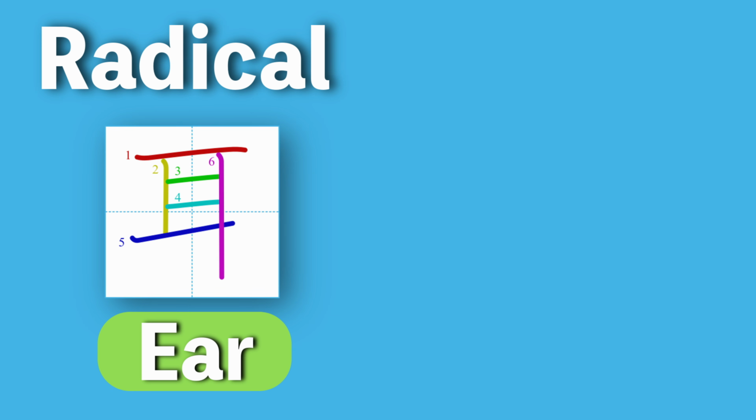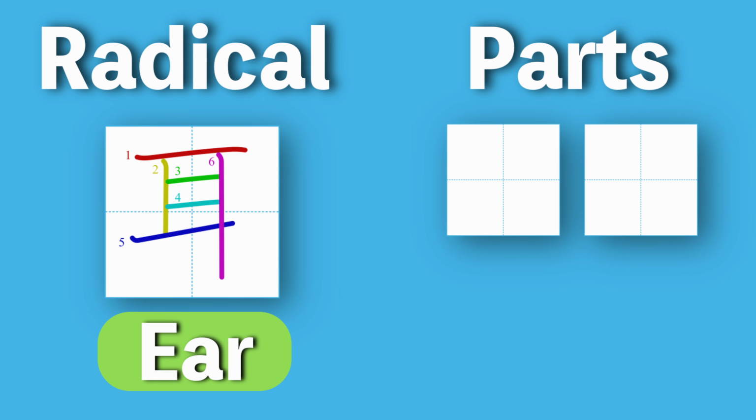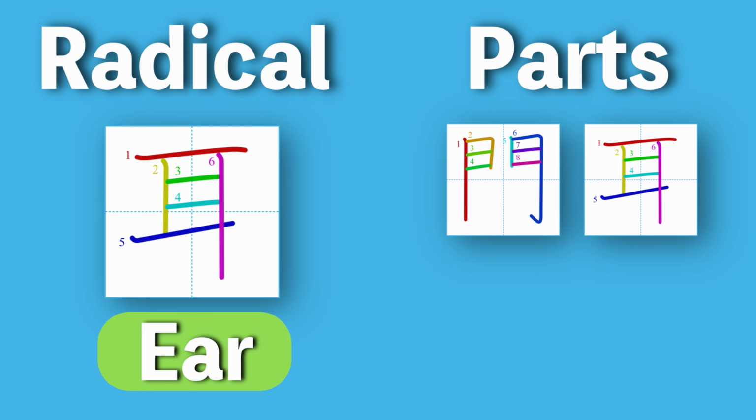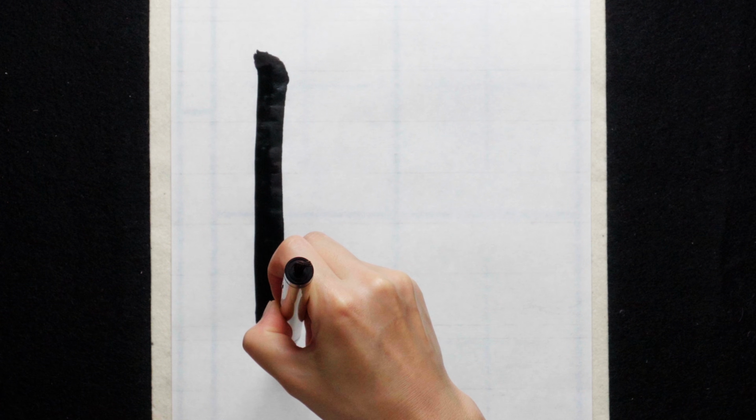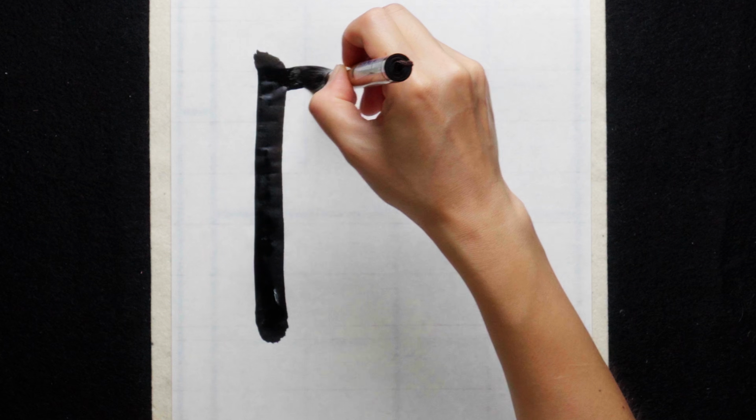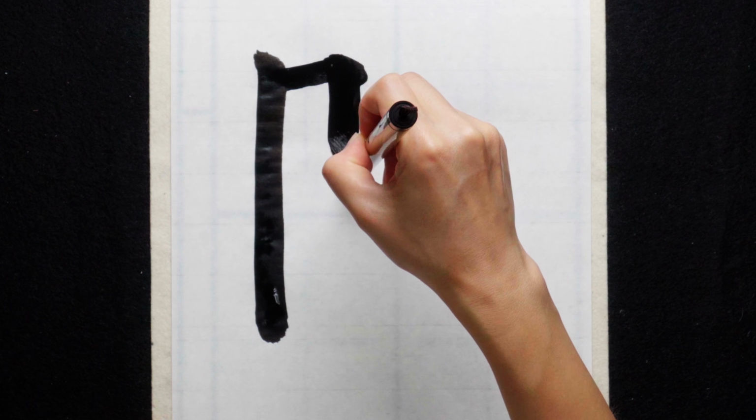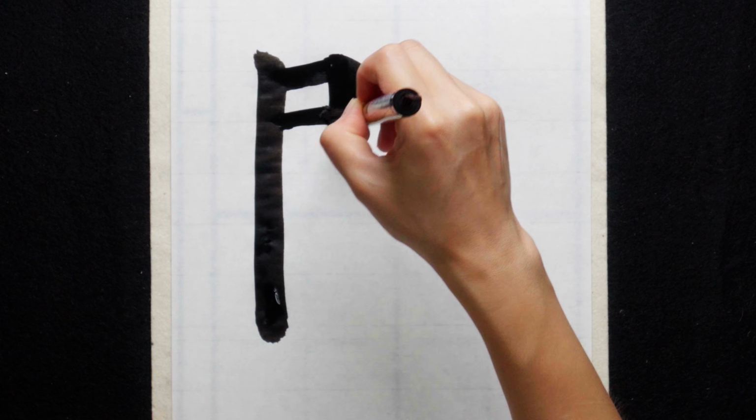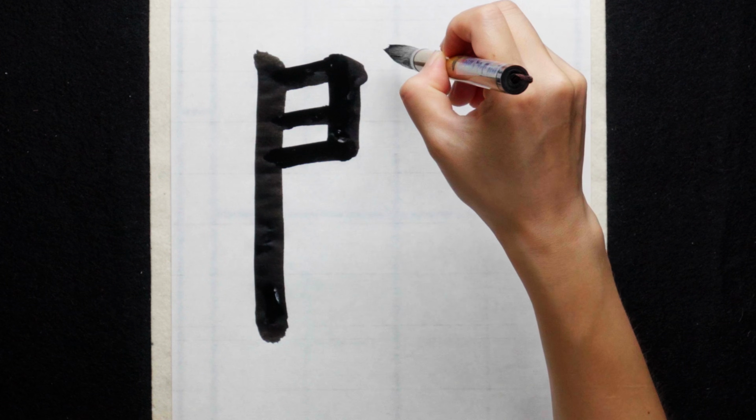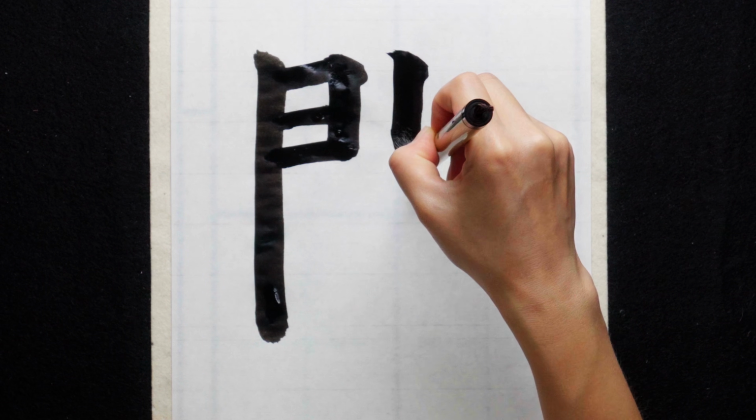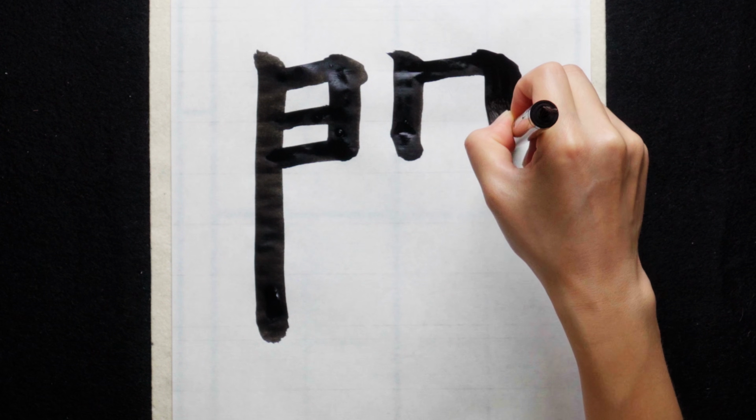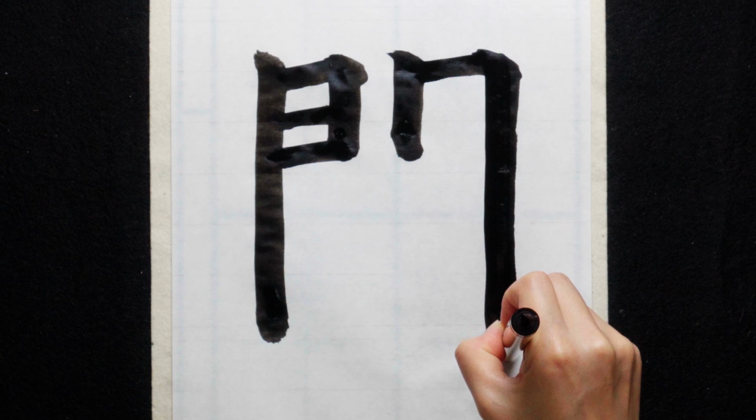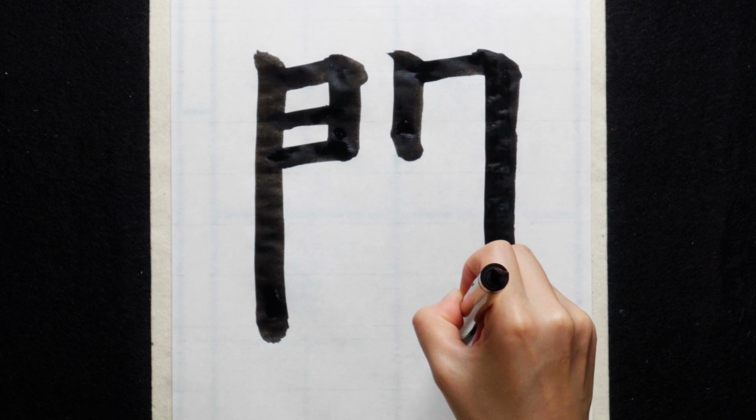The official radical of listen is ear. Logical enough. The parts are clearly a gate and ear. There are 14 strokes in listen. Just like in the kanji span of time, we write the entirety of the gate enclosure first. Left side followed by right.